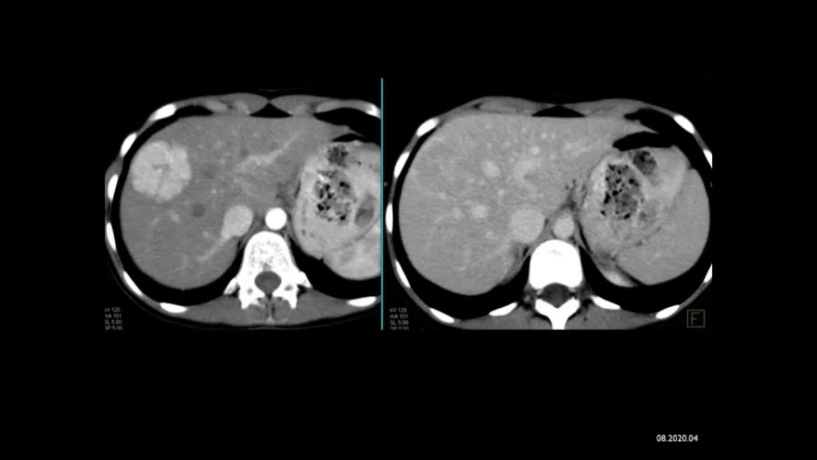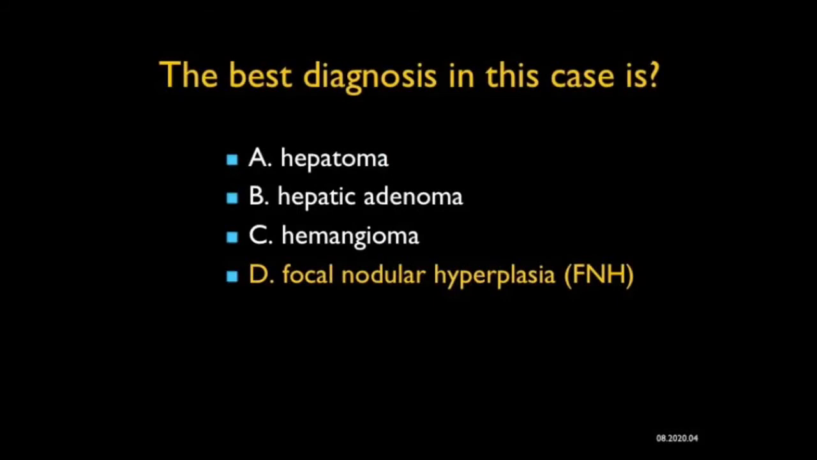Hepatomas, hepatic adenomas, and hemangiomas, all in their own right, can become isodense, but hemangiomas have peripheral puddling. Hepatic adenomas don't have that central scar, nor do they have that homogeneous enhancement. And hepatomas tend to be more irregular in terms of enhancement and in terms of shape. The best diagnosis in this case is focal nodular hyperplasia.